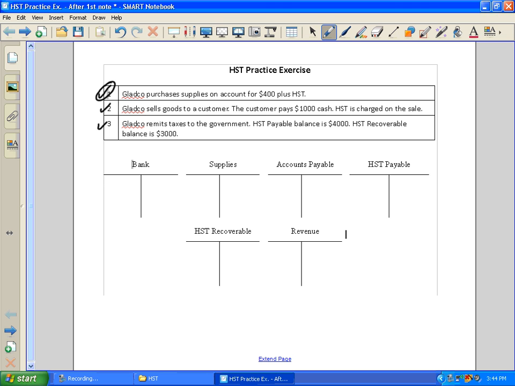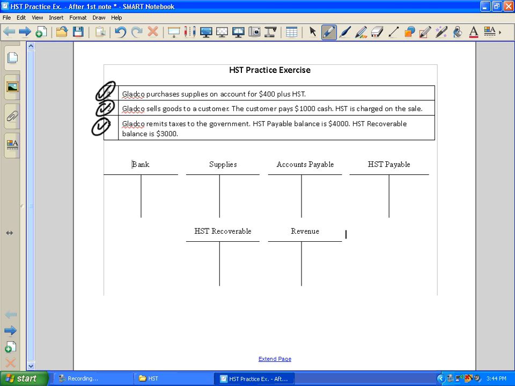When we're working with HST, there are three types of transactions we need to worry about. The first one's a purchase. The second transaction is a sale. And the third one here is when we remit. Now, remit's that kind of strange word that you've probably seen in the notes on the web page or in class. Remit can mean pay, or it can mean we get a refund back.